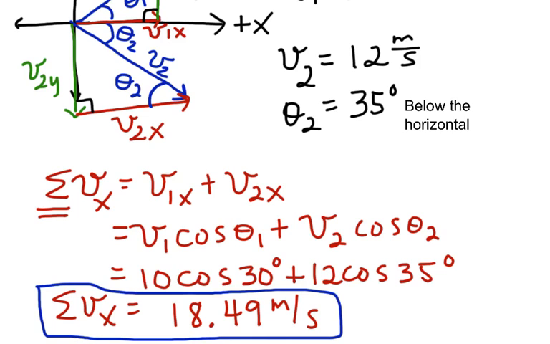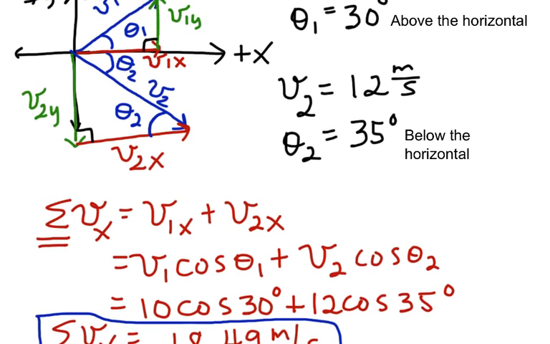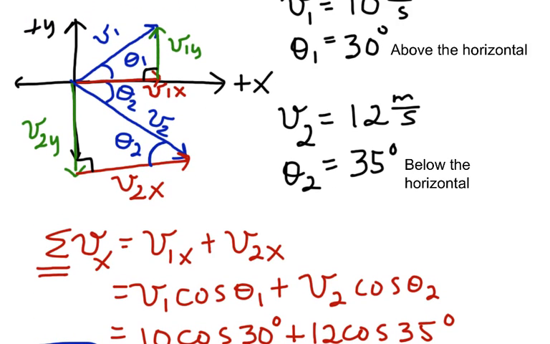Notice that I added the two components, the horizontal components, and I added them because they're both pointing to the right, and right is positive. When we look at the vertical components, if I just go back to my diagram for a moment, v sub 1y is actually pointing upward, and v sub 2y is pointing downward. So when we find the total vy values, we will actually be subtracting these because they're in opposite directions. So let's go ahead and do that now.